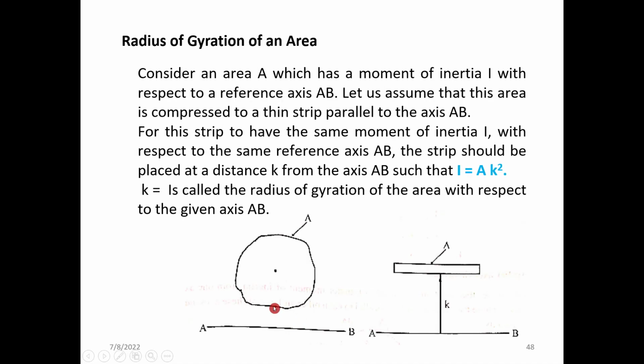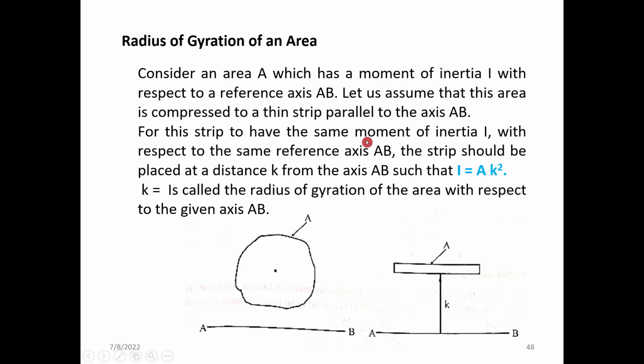Another important theory part is the radius of gyration of an area. You can consider two areas here, area 1 and area 2. Consider an area A which has the moment of inertia I. We are denoting the moment of inertia by I. With respect to the reference axis AB, this is the planar area which has a moment of inertia I. Let us assume that this area is compressed into a thin strip, the same area compressed to a strip like this, which is also parallel to AB.